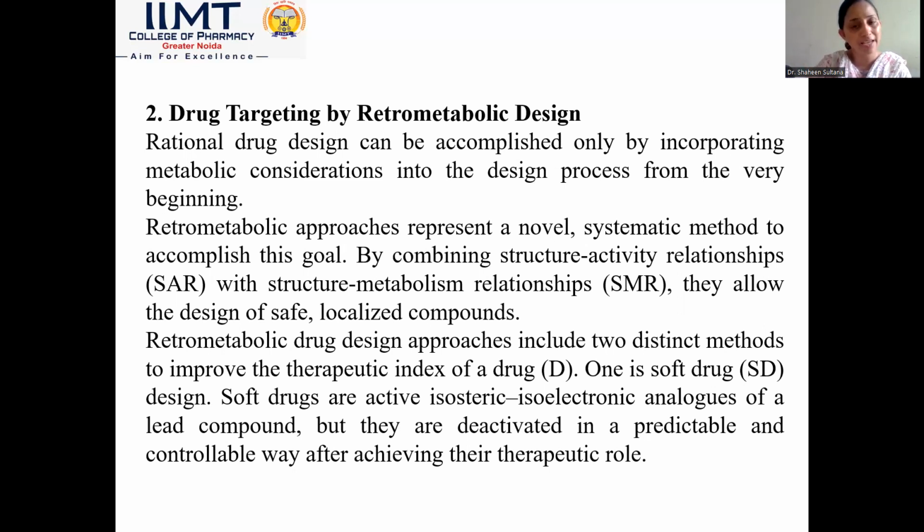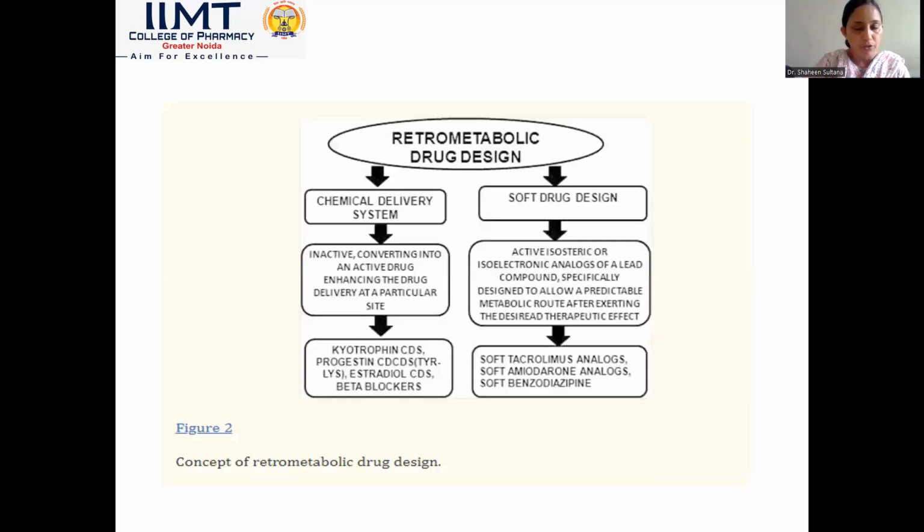Now, what is the soft drug? It is the isosteric or isoelectronic analogs of a drug, of the main compound. That is, they show the therapeutic effect. After showing the therapeutic effect, it will be deactivated in a predictable and controllable manner. Now, you can see here in the schematic diagram that soft drug design is using the isosteric or isoelectronic analogs that allow a predictable metabolic route after exerting a therapeutic effect. After exerting a therapeutic effect, it will be metabolized and excreted out. And the chemical delivery system means it is inactive as such, but after metabolism, it will release the active form of the drug that will show the action.